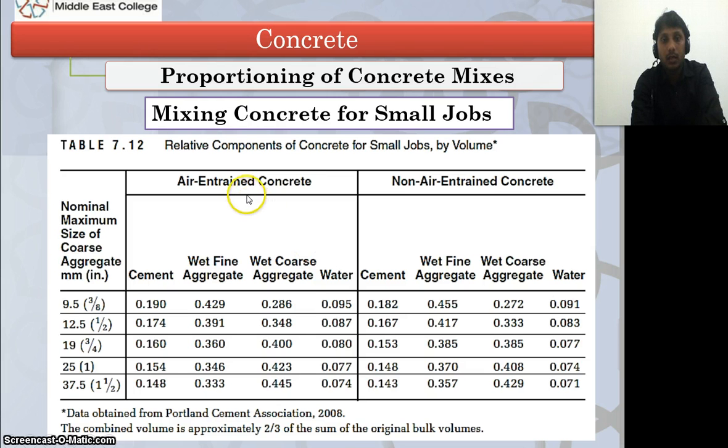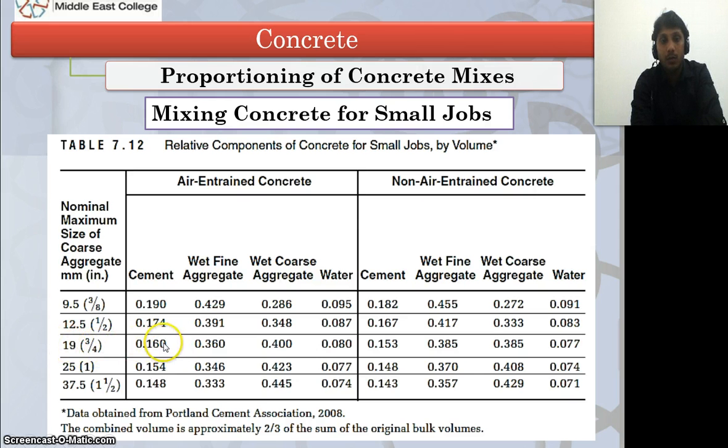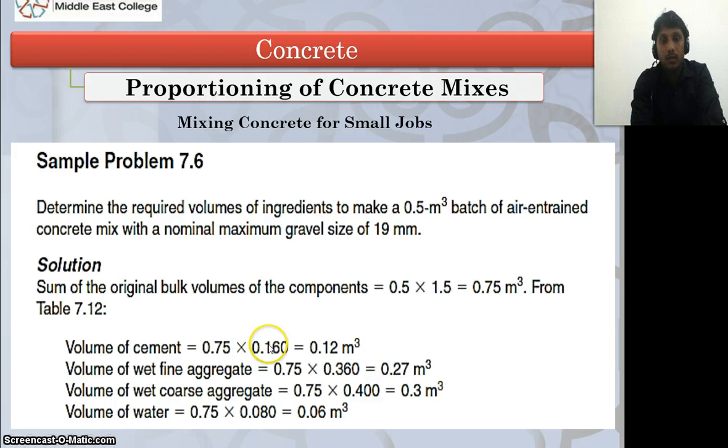As it is mentioned air entrained concrete, we take all these values. If it is mentioned non-air entrained concrete, we have to consider those values. The total original bulk volume we have to find out is for 0.75 cubic meter. So take 0.75 multiplied by 0.160 for cement, as for 19 mm it is 0.160 for cement. This gives the volume of cement required: 0.12 cubic meter.